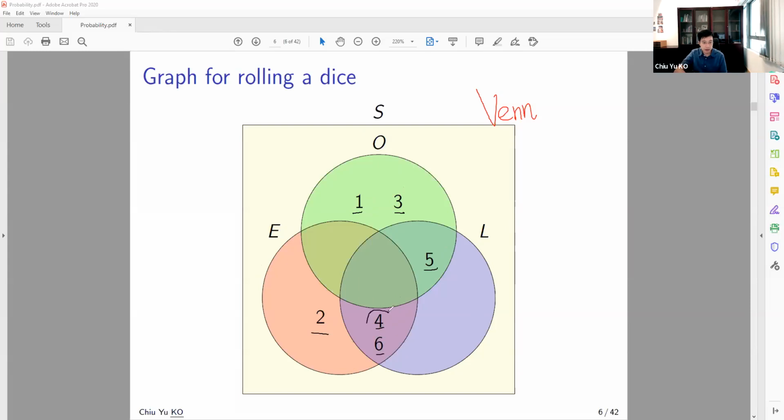Later you will see this is what we call the intersection. It is the intersection of E and L, the common element, same as the common element of O intersect L, but we will talk about this later. The overlapping area is called the intersection.